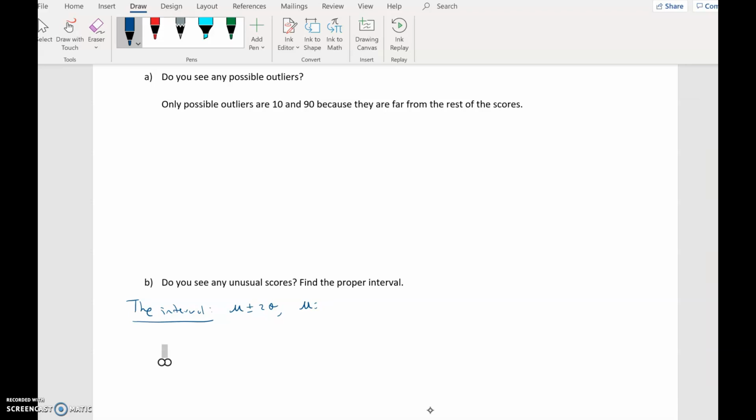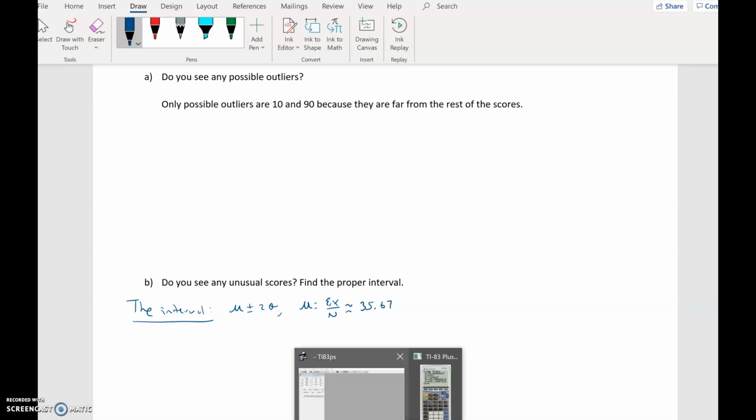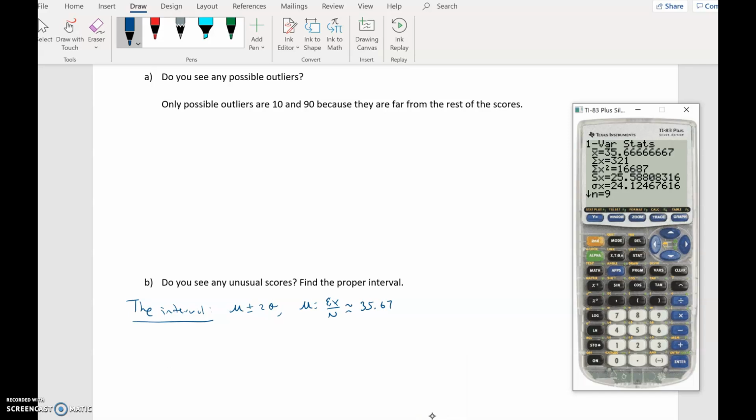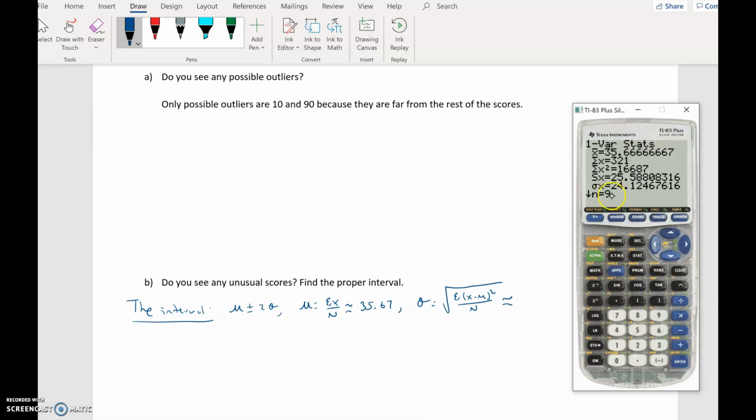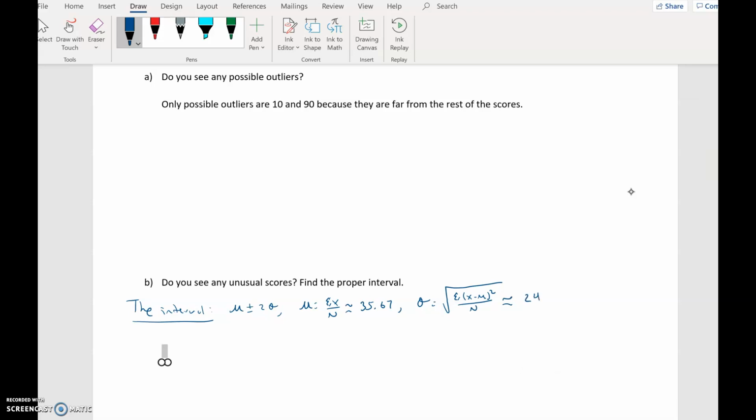So let me write it as the actual sum of the x's divided by n. And this is going to be approximately 35.67 based on the output. And the standard deviation, let me write it as sigma is equal to the square root of the sum of x minus mu squared divided by the values of n. That happens to be approximately, I'm just going to keep 2 decimal places, 24.12. So approximately 24.12.